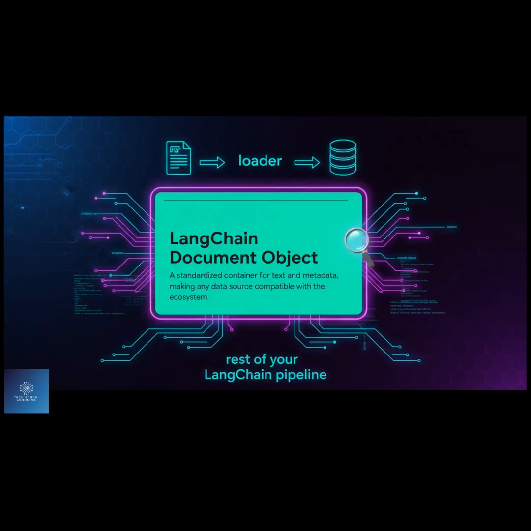And here's the truly brilliant part. It doesn't matter which loader you use or what kind of PDF you throw at it. It always outputs the same thing, this standardized document object. This is the magic key. It makes data from anywhere, PDFs, websites, databases, look exactly the same to the rest of your LangChain pipeline.